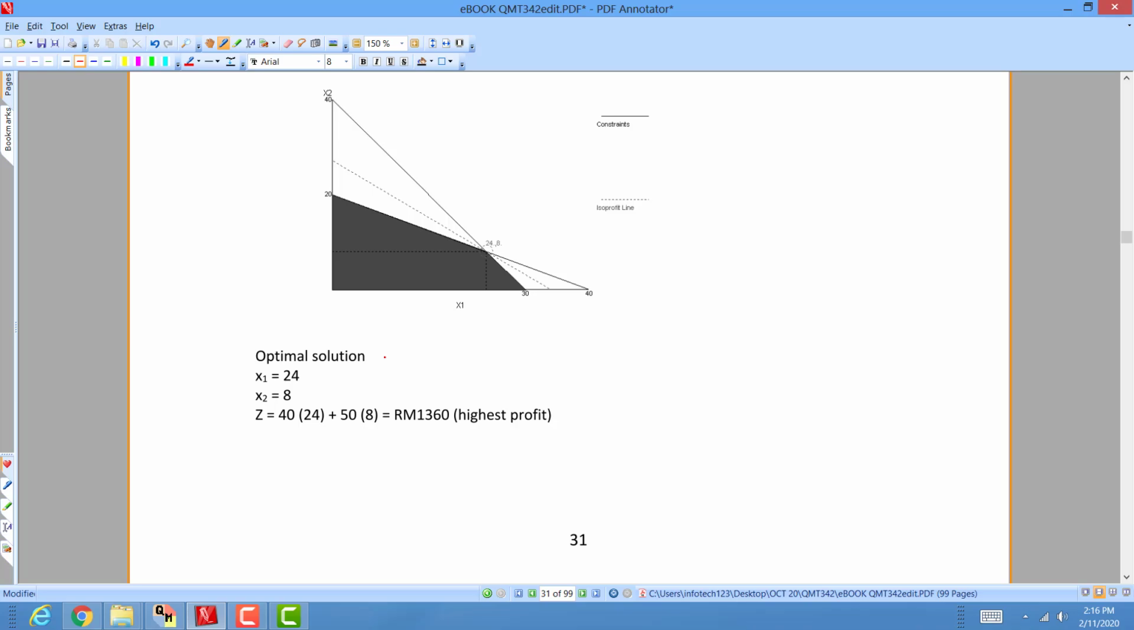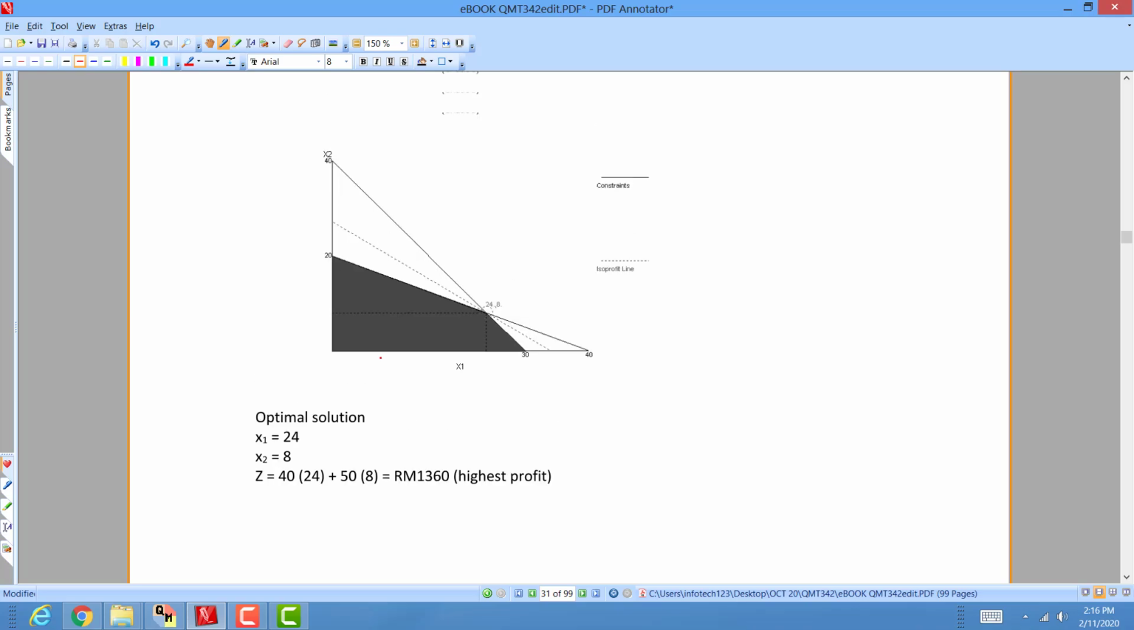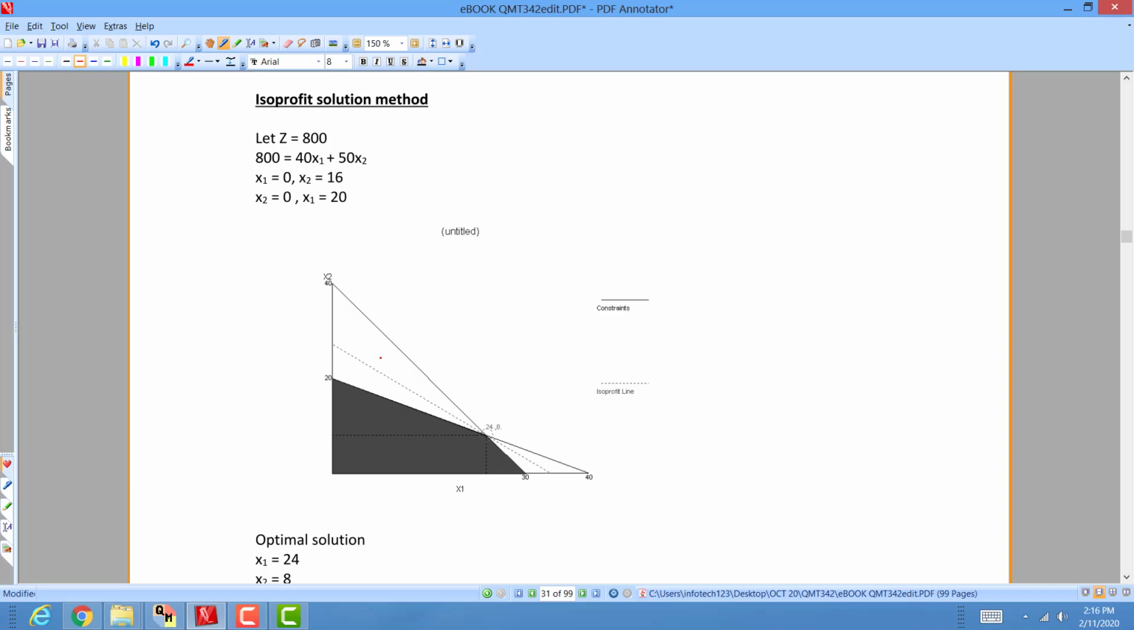So here we use in order to get the isoprofit line, you have to refer your maximize of profit Z tu tadi. Okay, we have equation of Z equal to 40x1 plus 50x2. So let's say I use 800, can be any value lah, tapi since 800 ni you can get this dot to become one line. Dia nampak cantik kan bila kita plot. Then I use 800 lah.